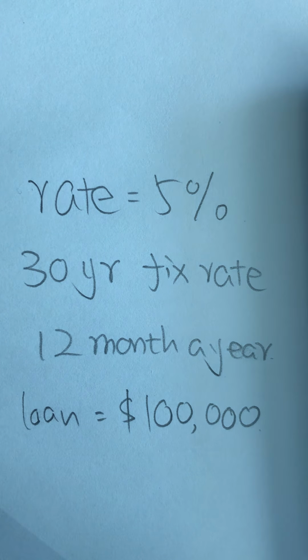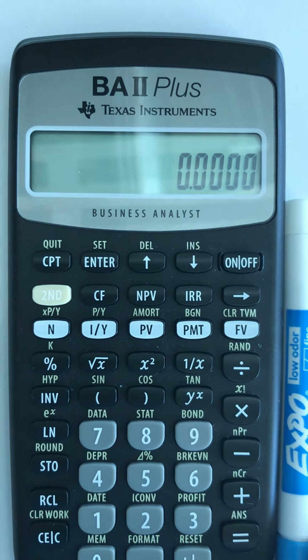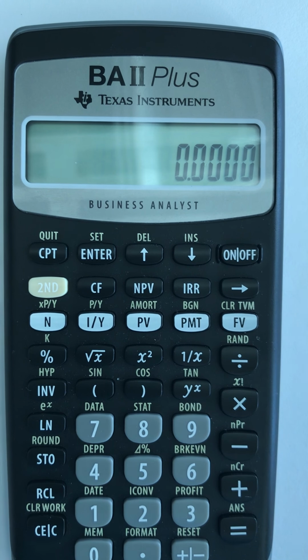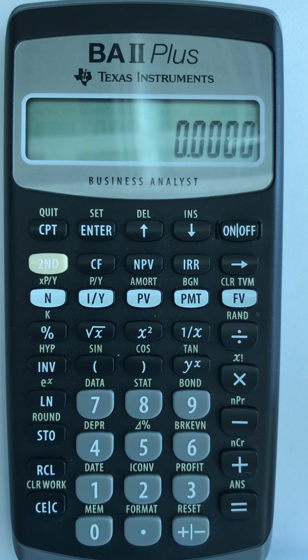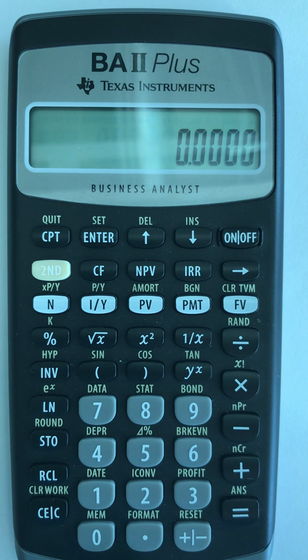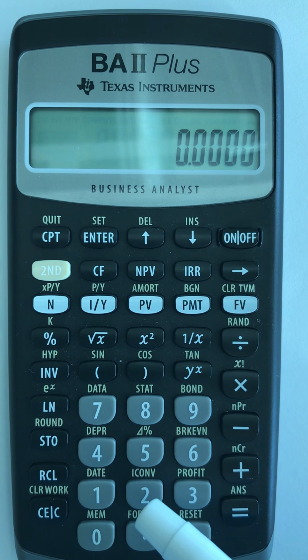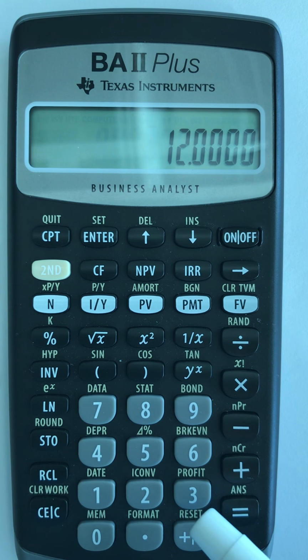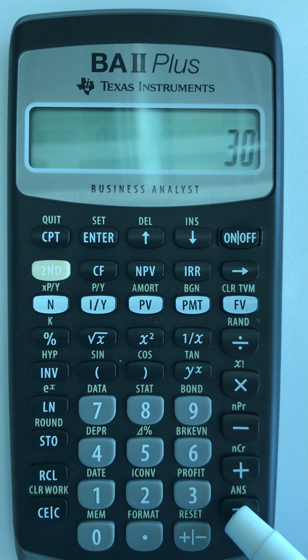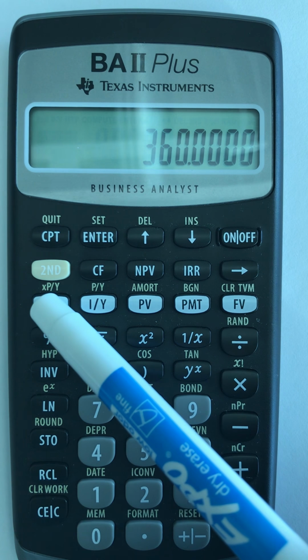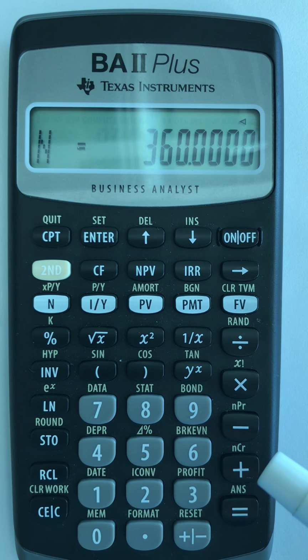which is the Texas Instruments BA II Plus financial calculator, which is also the same calculator used by the CFA test. So let's start with the number of payments. We have 12 months per year, and it is a 30-year fixed rate mortgage. So in this case, the total number of payment periods will be 360, and let's set that to be N.